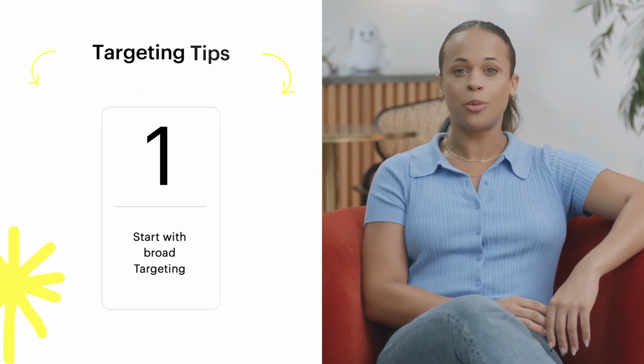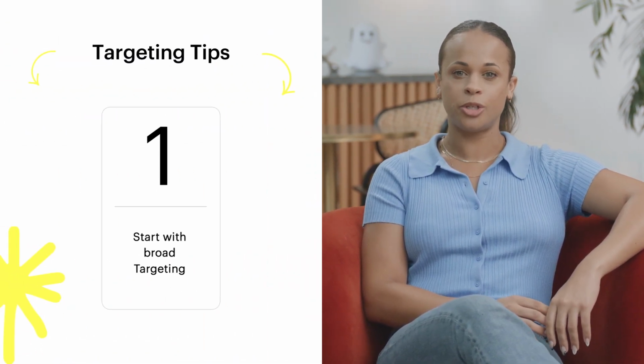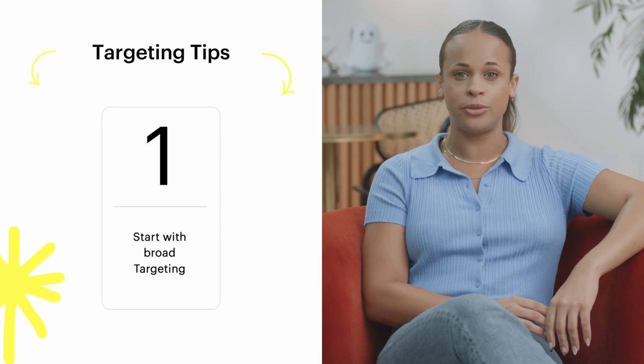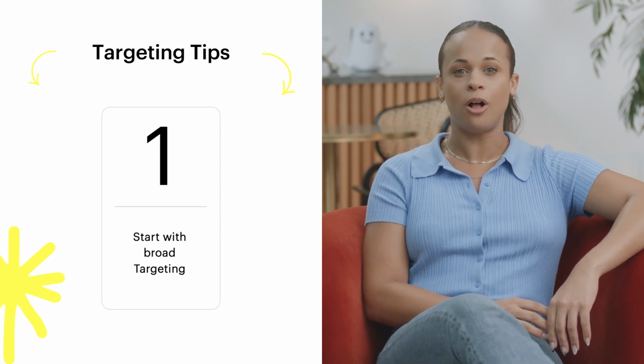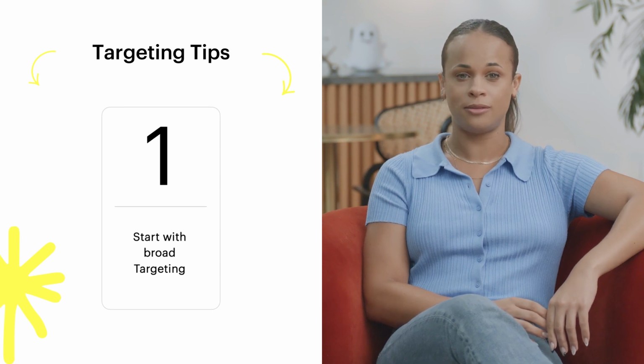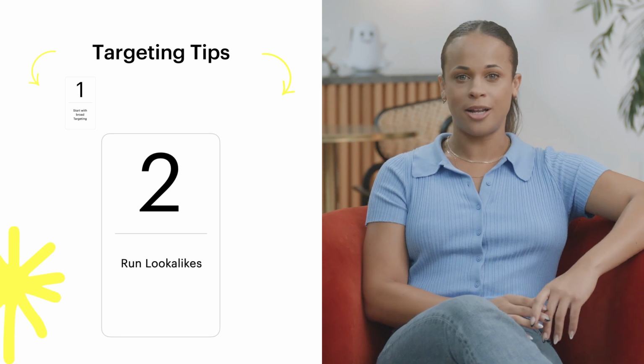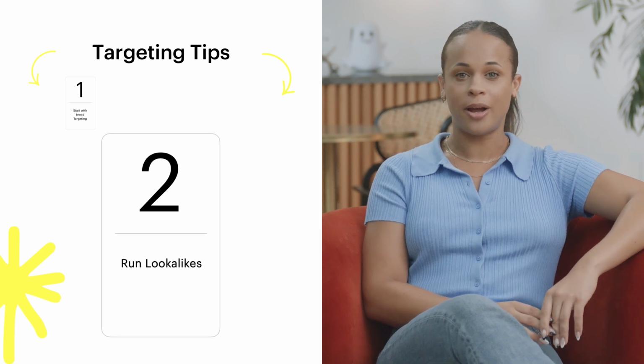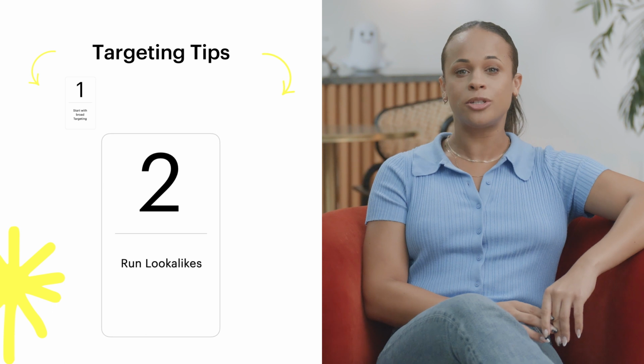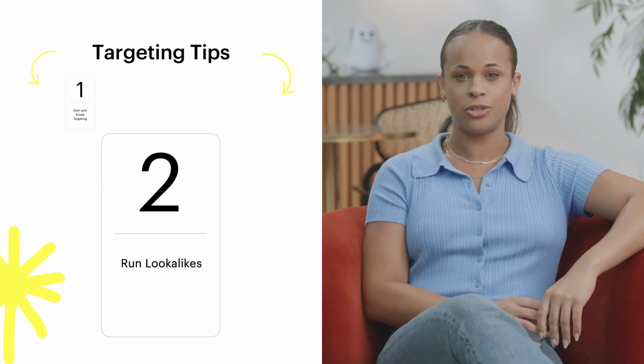Number 1, start with broad targeting. Expanding your reach where possible is the best route to reduce CPMs and achieve your goals while also scaling your spend. This is especially important for lower funnel. Number 2, run lookalikes. Utilize your custom audience to their full potential, not just by including or excluding them, but also scale by creating lookalike audiences to reach a qualified, similar audience.